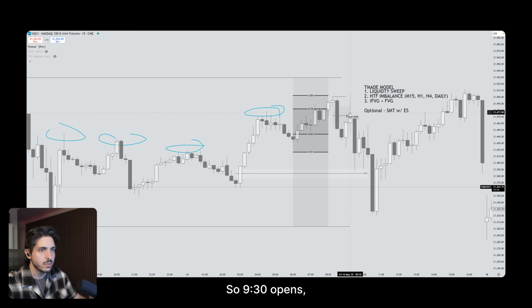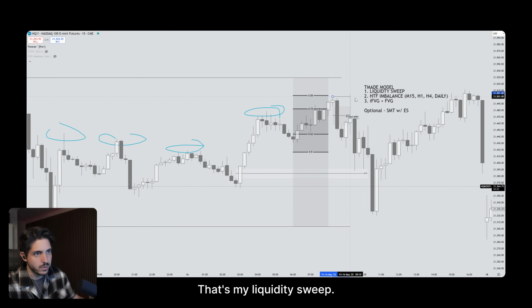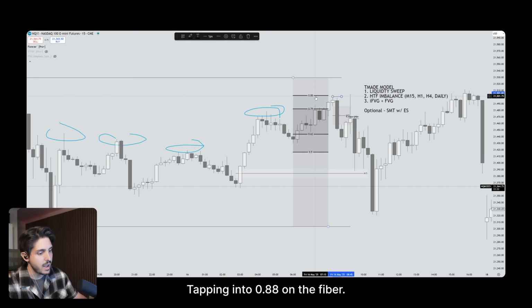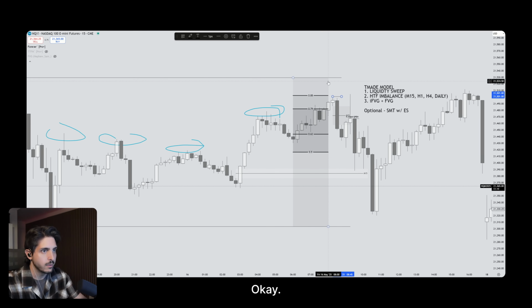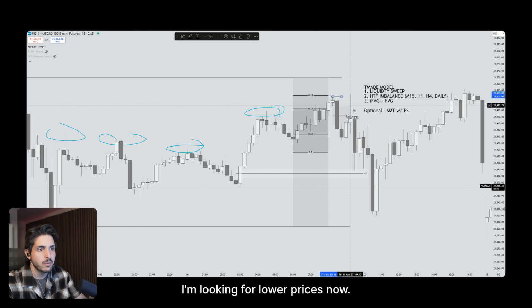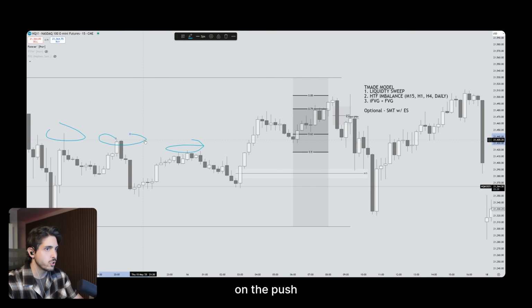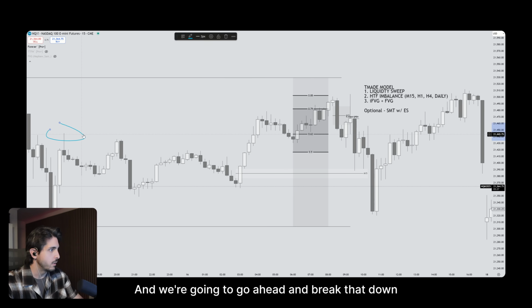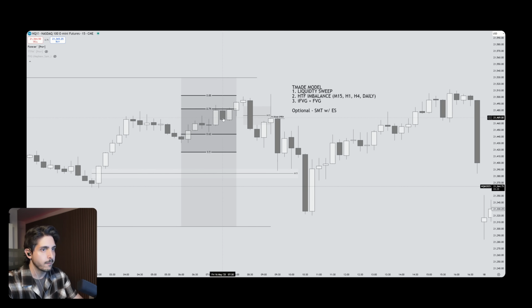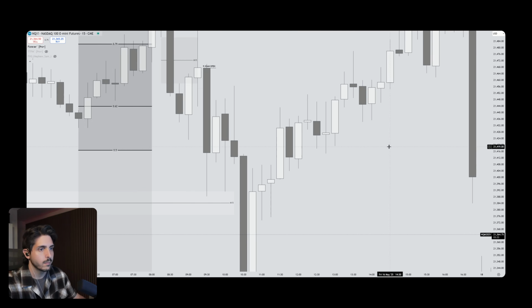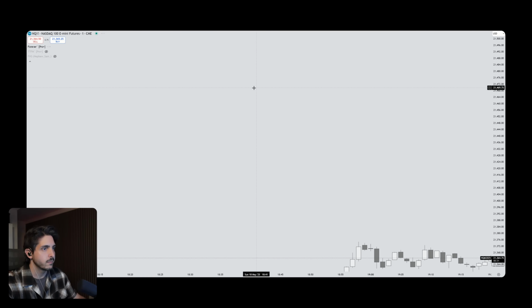So 9:30 opens, or right before the open, we do take out this liquidity here. That's my liquidity sweep, tapping into 0.88 on the fib. And I'm looking for lower prices now. So the TMade model gets created on the push down, and we're going to go ahead and break that down for you guys. So let's hop over to the 1 minute chart.